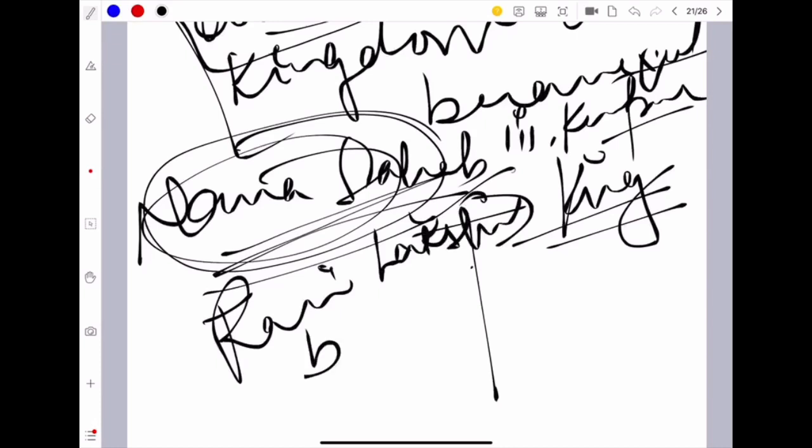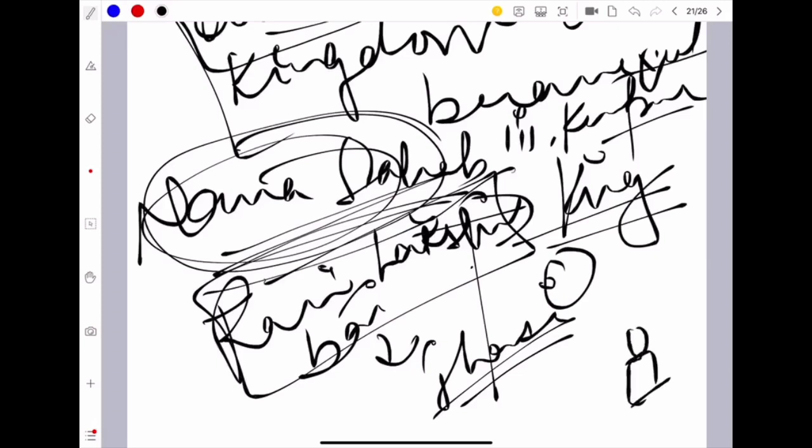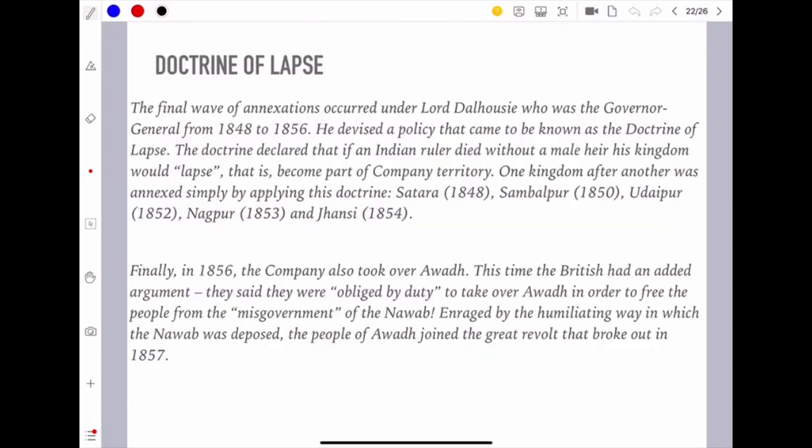Rani Lakshmi Bai was from where? Yeah, we all know she was from Jhansi, right? She said that I have my own son, an adopted son, and please let him be the king. But the Britishers, you know, they were so rude.